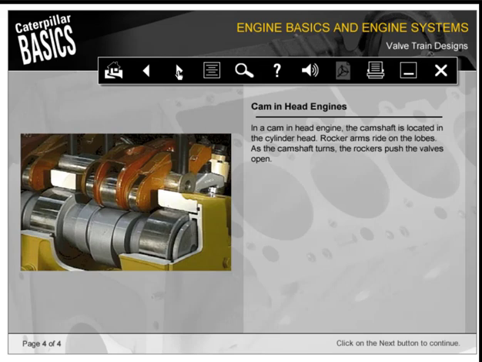In a cam-in-head engine, the camshaft is located in the cylinder head. Rocker arms ride on the lobes. As the camshaft turns, the rockers push the valves open.